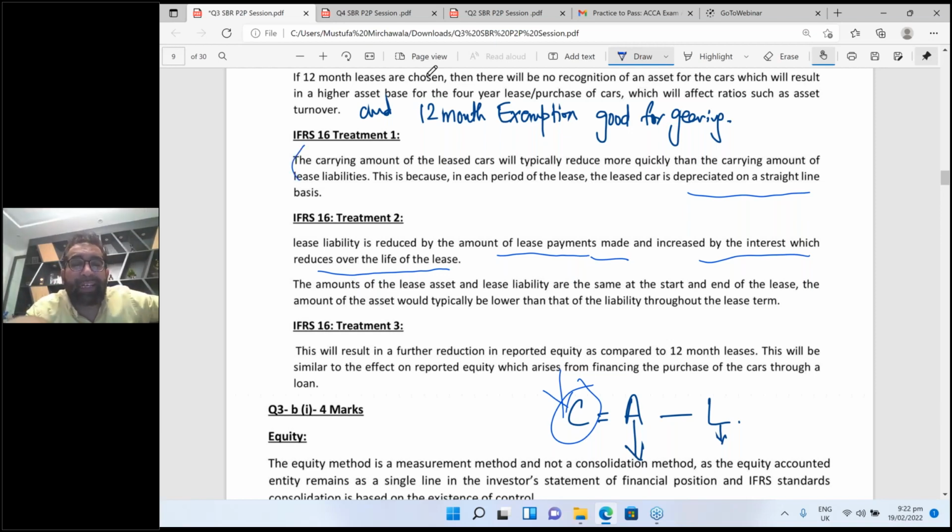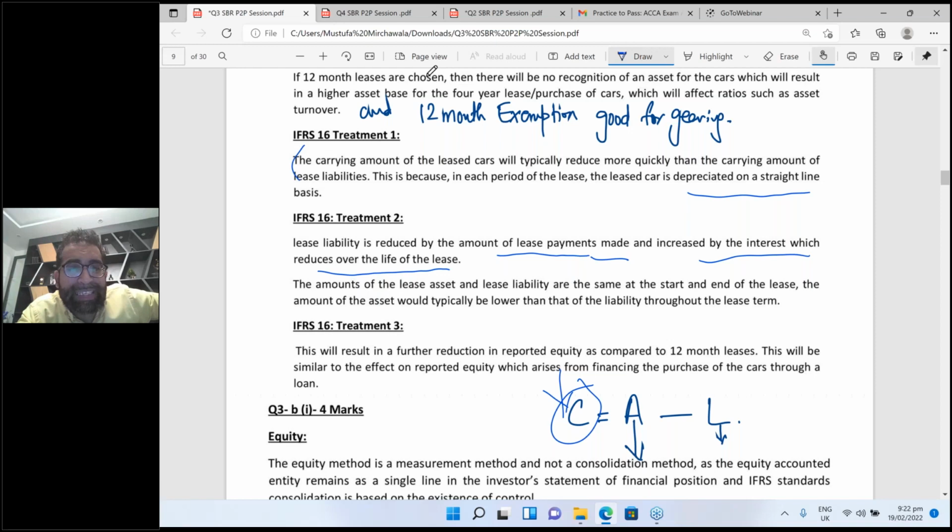The carrying amount of the leased car will typically reduce more quickly than the carrying amount of the lease liabilities. This is because in each period of the lease, the leased car is depreciated on a straight line basis. Lease liability is reduced by the amount of lease payment made and increased by the interest, which reduces over the life of the asset. Every year the interest expense goes down.